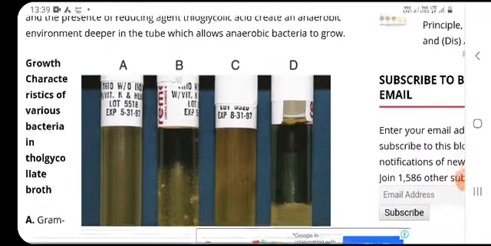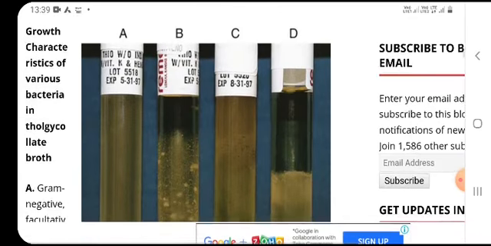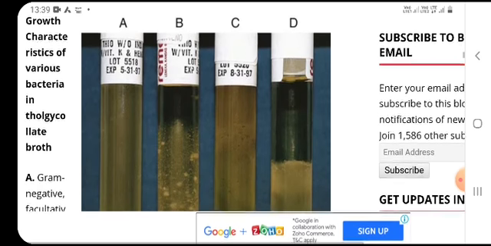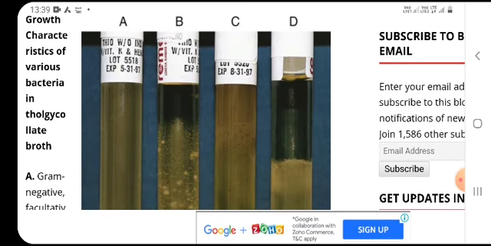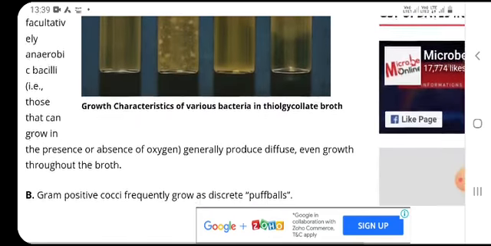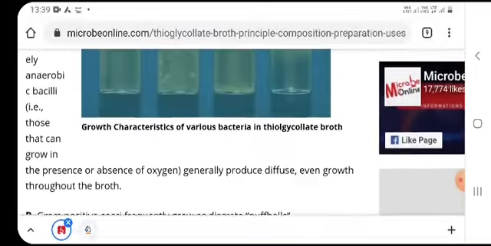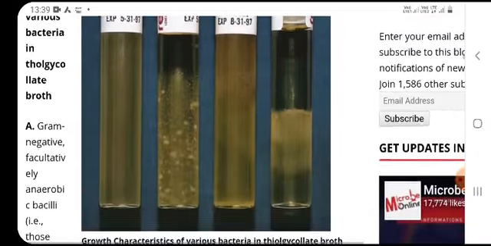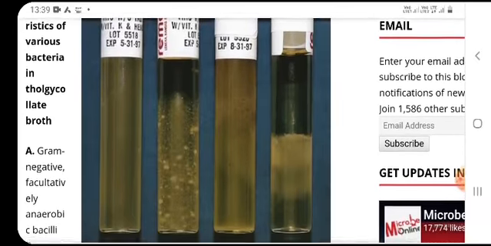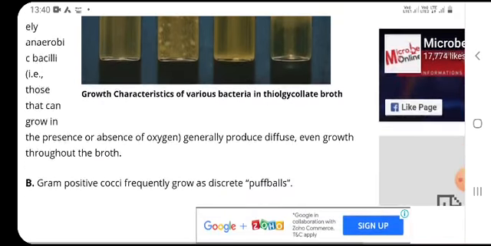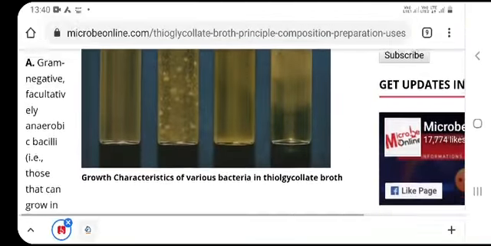After inoculation, you can see this first tube, that is A tube. This A tube is inoculated with a facultative bacteria. You can see that the facultative bacteria can grow under aerobic as well as anaerobic conditions. So you can see growth throughout this tube in the medium. B tube is inoculated with gram-positive cocci, which requires low oxygen concentration for growth. So you can see at the top there is no growth, but right from the 3/4 of this tube there is presence of growth.